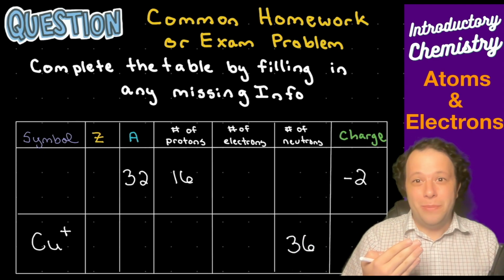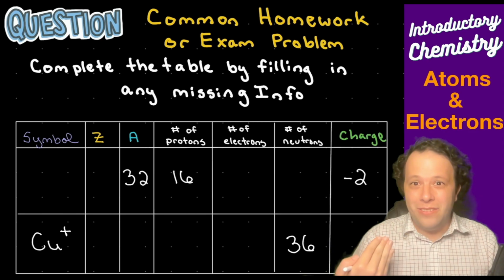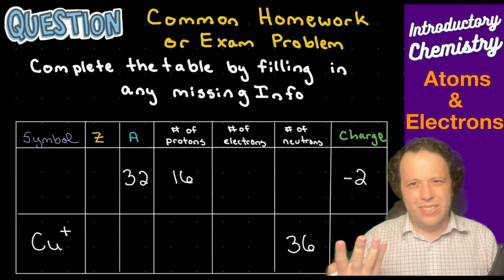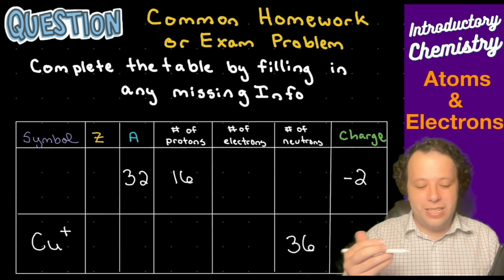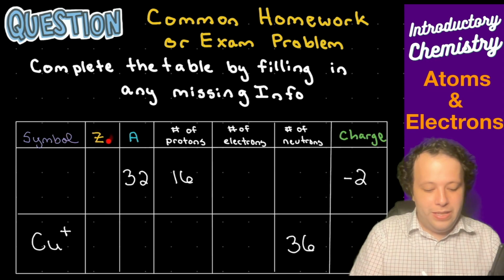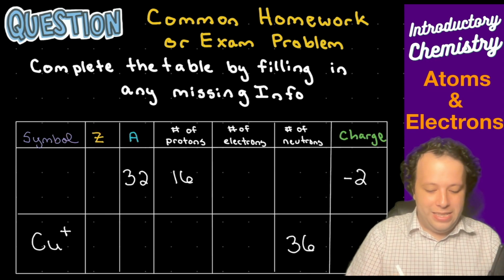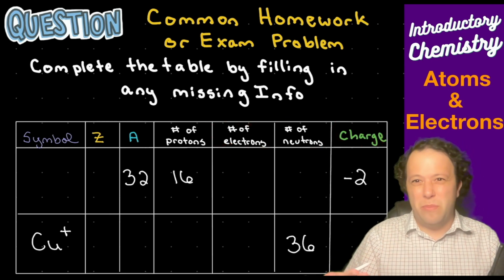Now, the whole idea about this table is that you are given a piece of information and you need to try to solve the unknown pieces from what you were given. So you have to complete the table. What do I give you? Well, you have the symbol, the atomic number, the mass, the number of protons, the number of electrons, neutrons, and charge. So it's everything that we got from before.